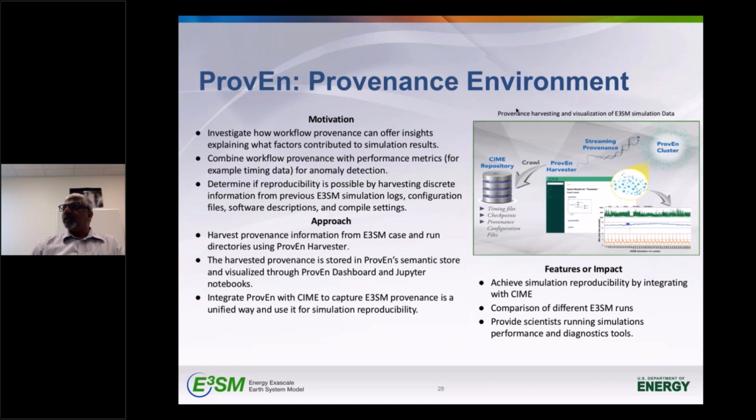Because this is really an important part with so many different pieces, and they are heterogeneous and distributed, there is a harvester which harvests the provenance information based on model configuration files, including compiler flags, and the options used for generating the diagnostics. And everything is captured and stored in what we call a semantic store. And from this provenance store, it can be visualized via a provenance dashboard, and we also have Jupyter notebooks to analyze this data.